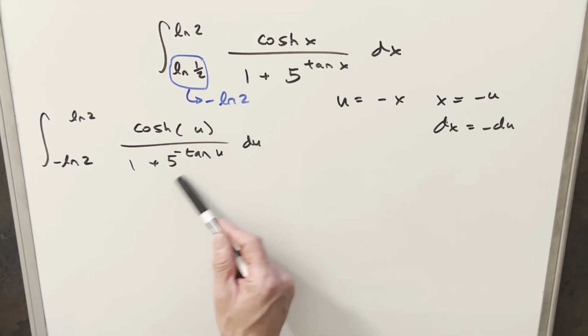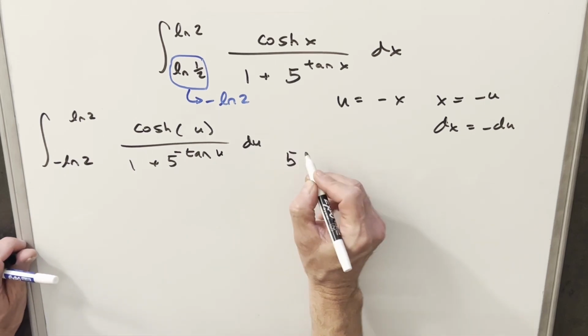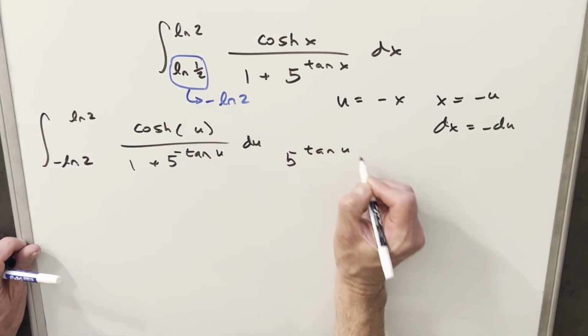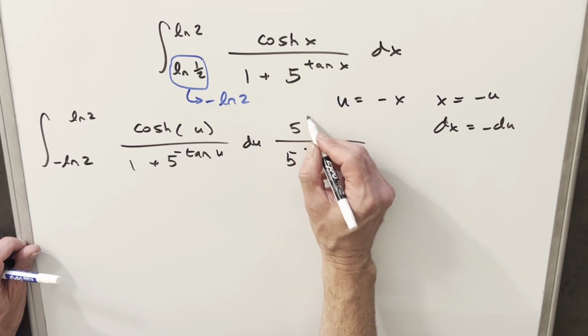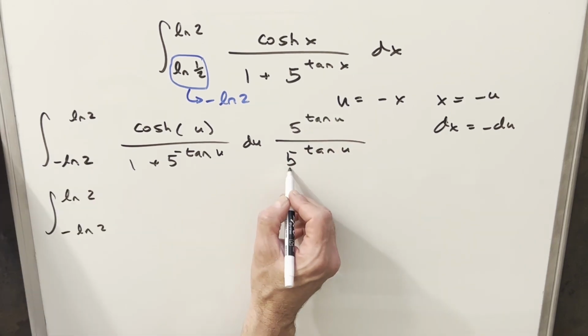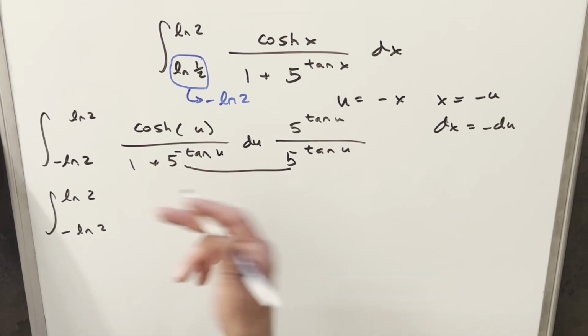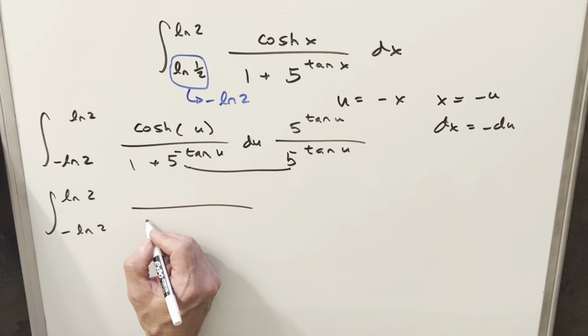Well, what if I can change my denominator to get this denominator to look like that? All I need to do for that is multiply numerator and denominator by 5 times tan of u. I think this is going to work out when I multiply this in. When I distribute 5 tan u times 5 to the minus tan u, the exponent becomes 0. We end up with 5 to the 0. I'm just going to write that as 1.